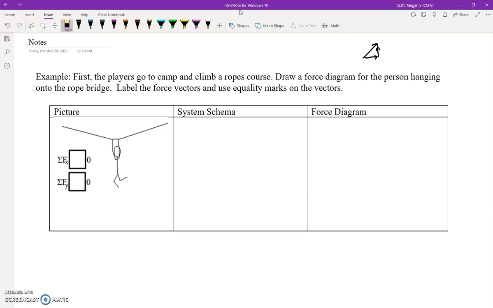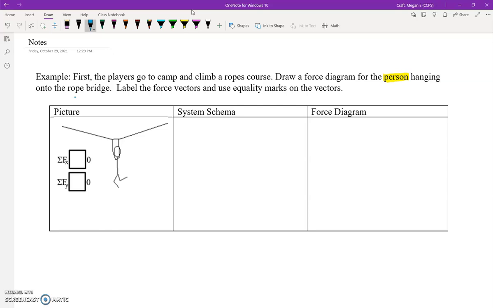So let's look at this example. We have some softball players going to camp and climbing a ropes course. And we want to draw a force diagram for the person who is hanging on the rope bridge.